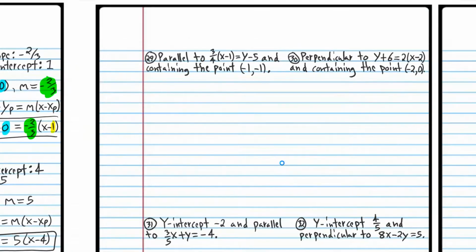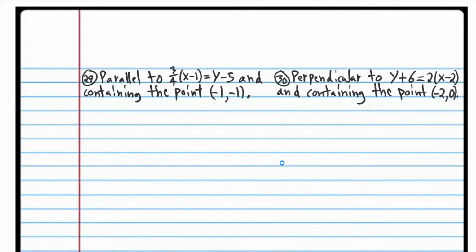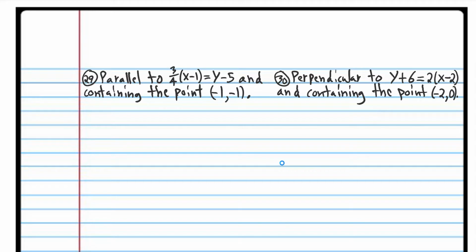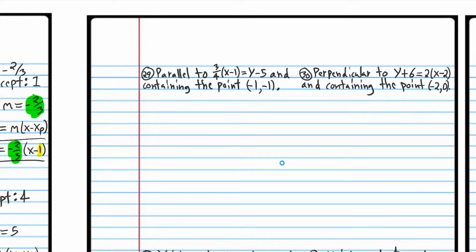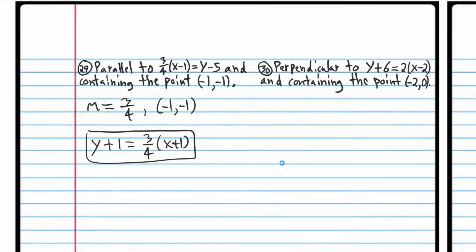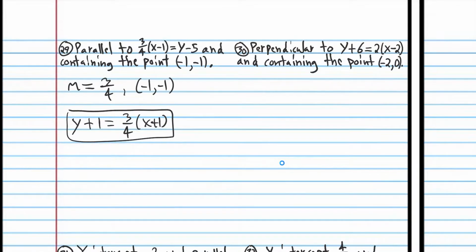Now it's time for you to try one of those problems. Try number 29, and when you come back, we'll do it together. All right, we're back. So the slope of our line is 3/4. And we have a point on our line. And then we just use point-slope form. And we're done. So we got that answer. Good job.